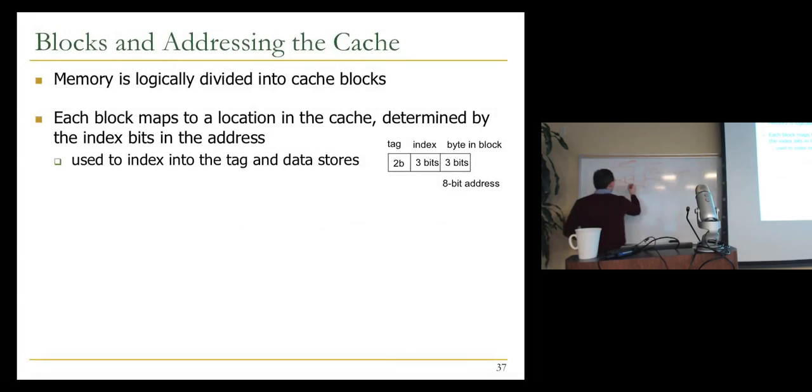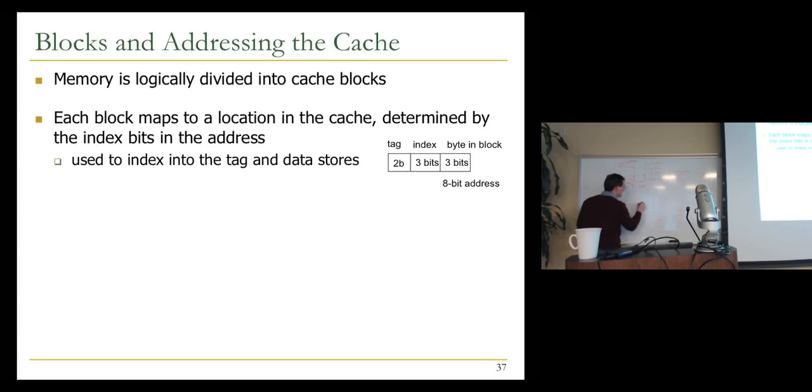And to access the cache, remember I showed you the tag and data stores. I'll make it a little bit more explicit right now. We said we have 8 blocks in this toy cache, if you will. So you have 1, 2, 3, 4, 5, 6, 7, 8 locations in both the tag and the data store. Let's see if I can make this correspond. 1, 2, 3, 4, 5, 6, 7, 8. That's good. I can count.